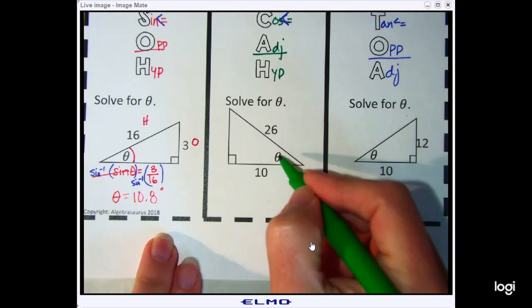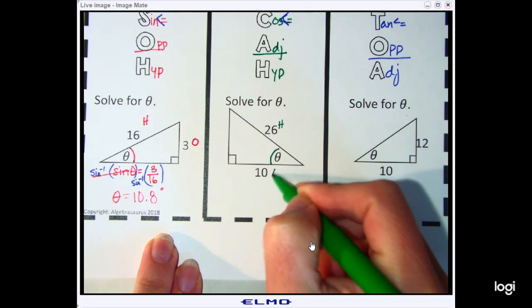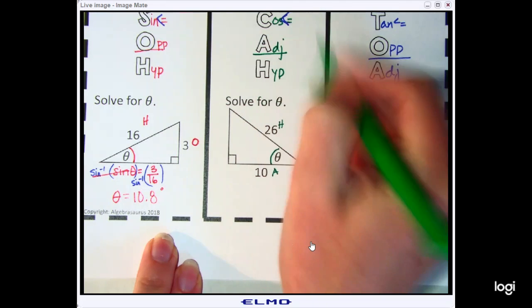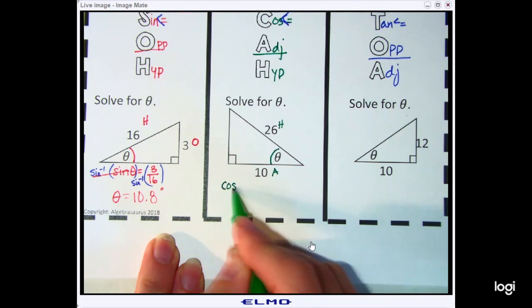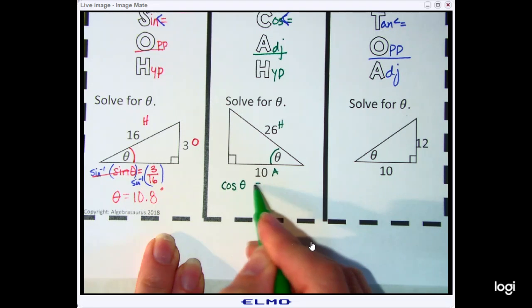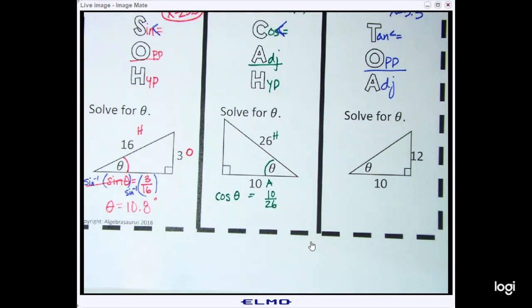Here's my angle. Here's my hypotenuse. The side is next to or adjacent. So CAH. We'll be using cosine. Cosine of our angle, theta, equals adjacent over hypotenuse. 10 over 26.